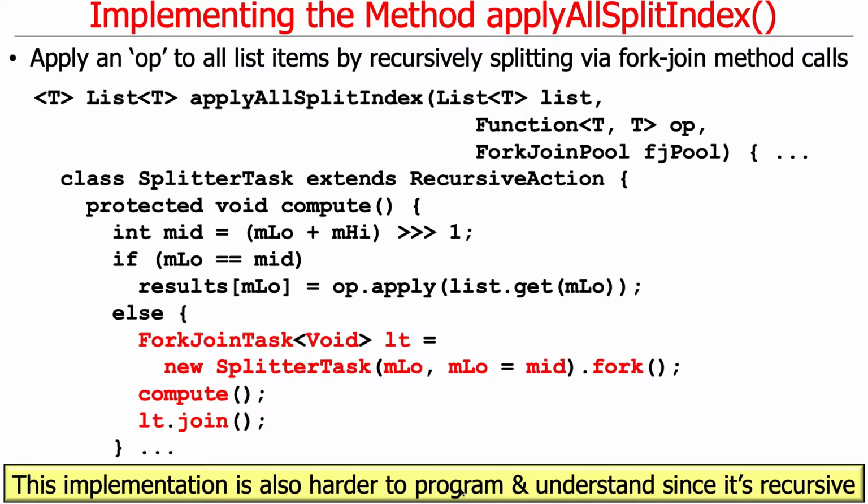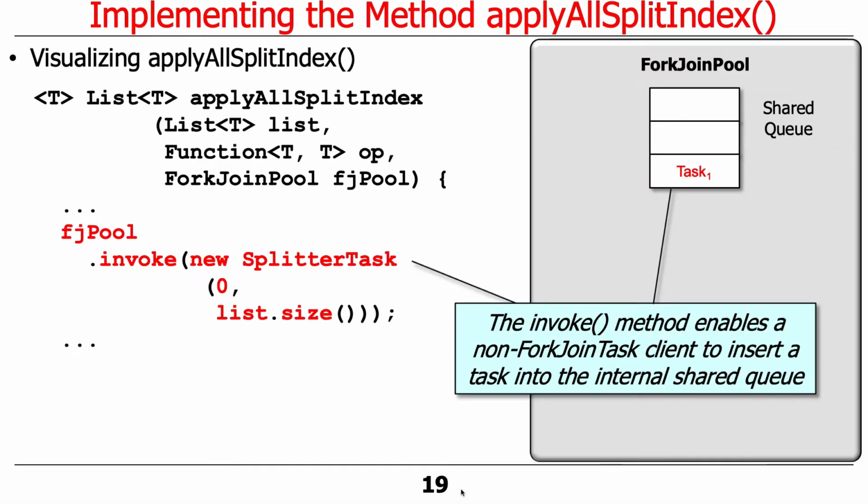This implementation is also harder to program and understand since it's, number one, recursive, and since it's got this super clever results array that we're storing the results into. So it's even a little bit more complicated, although as we'll see, it's likely to be more efficient because it's not doing the copying that the other one was. Although we'll see that there's pros and cons there. So let's take a look at how this looks visually.